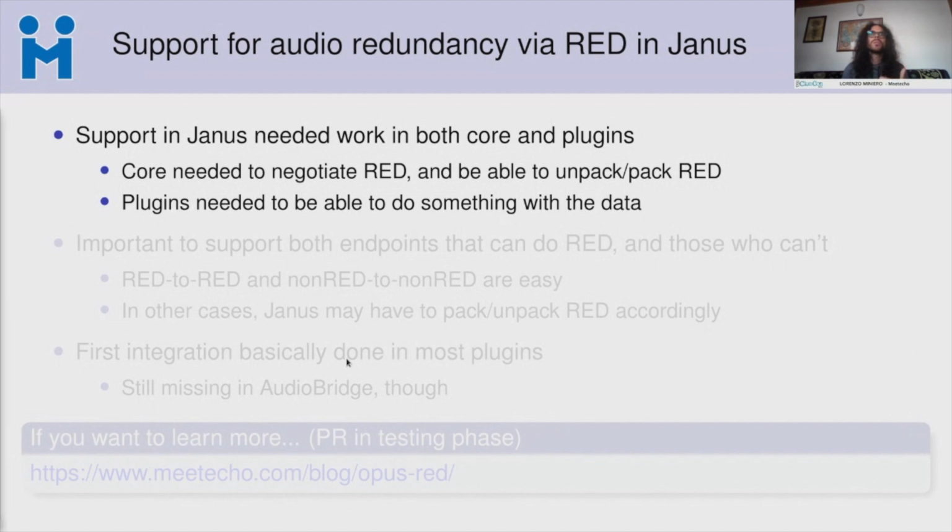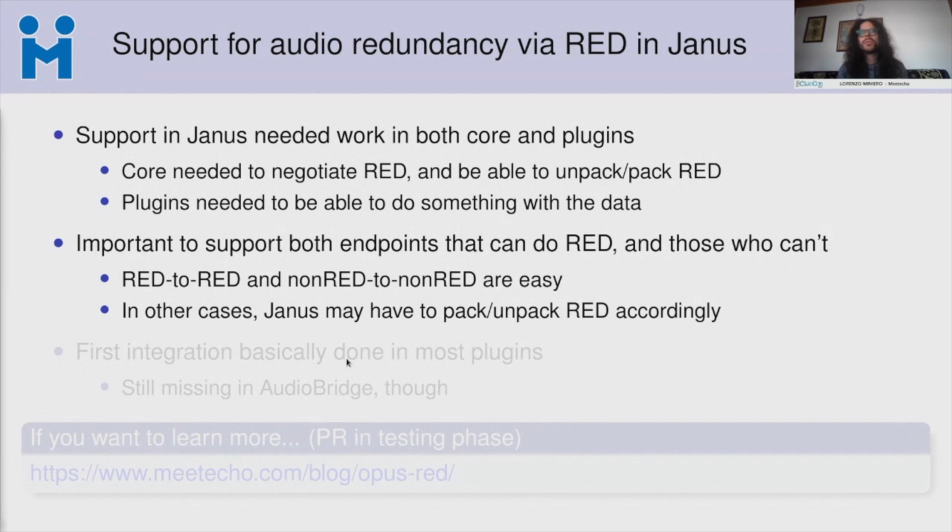And basically what I did was expanding the core functionality to add support for negotiating RED in the first place, and also some utilities to unpack and pack RED packets, so that if I receive a RED packet, I can come back to the original audio contents that are contained in it. And if I have multiple audio packets, I can create a single RED packet that contains all of them at the same time. So basically the primitives that would be needed in order to allow plugins to use the feature if they need it. And then I started integrating this functionality in different plugins to see how that worked.